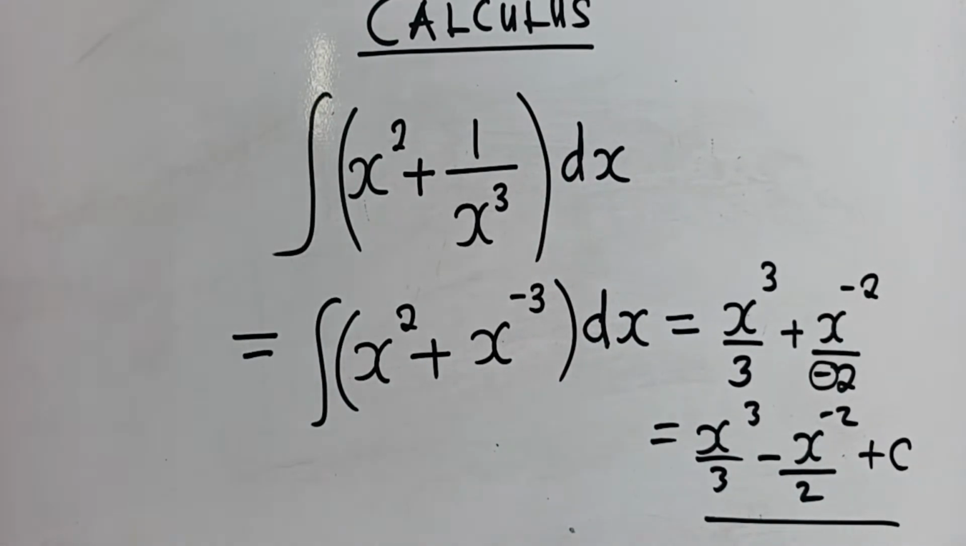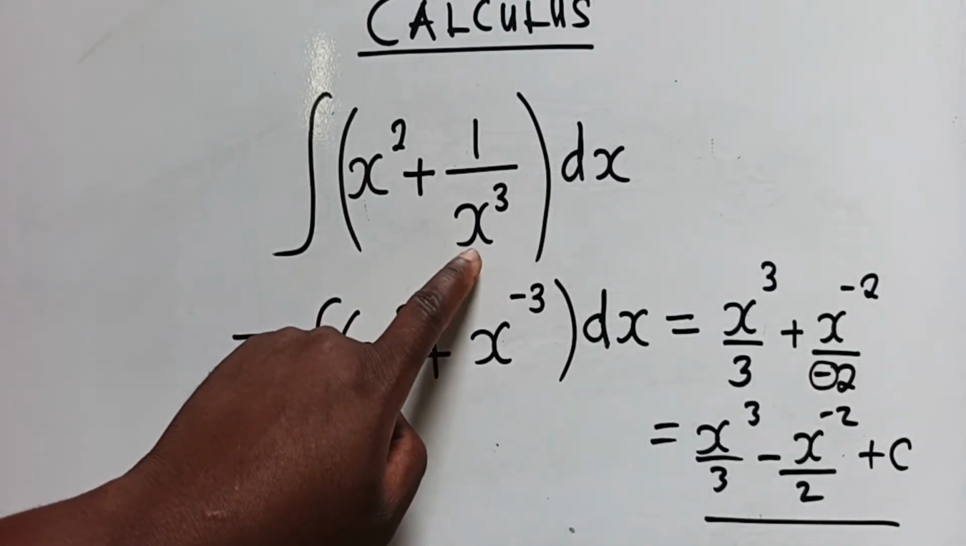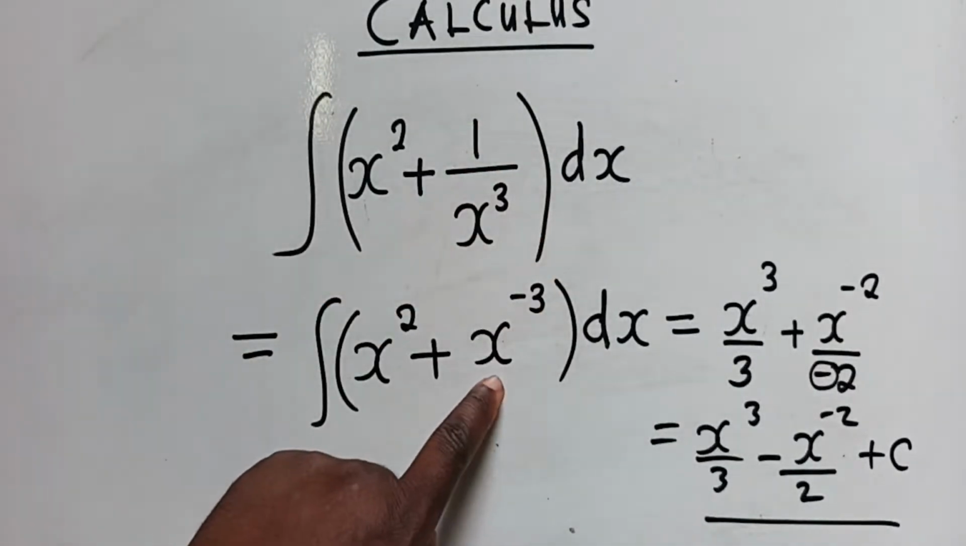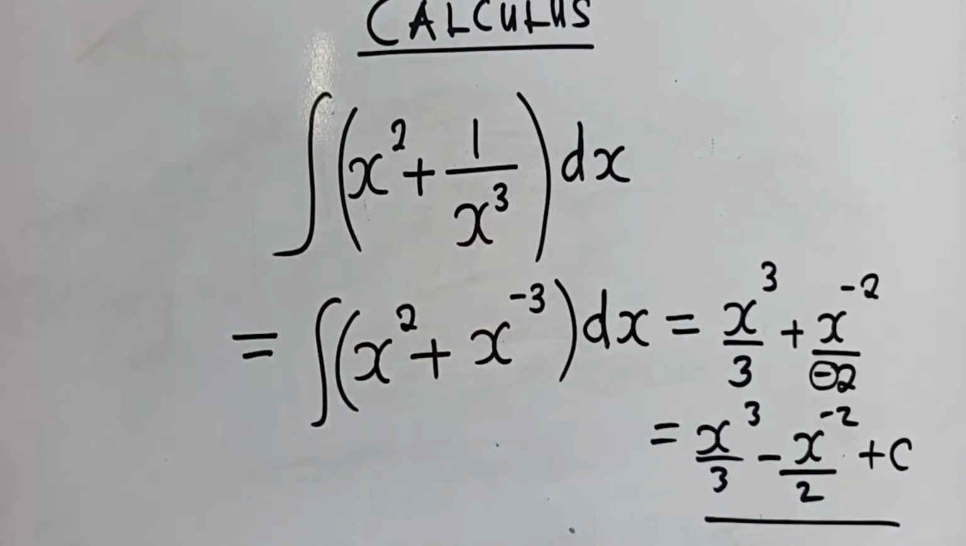So the procedure is just the same. The only difference here is that this one, the variable which was down here, moved on top there. It became a negative power. So the positive power here, power 3, became a negative power 3. Okay. Let's check out the next one.